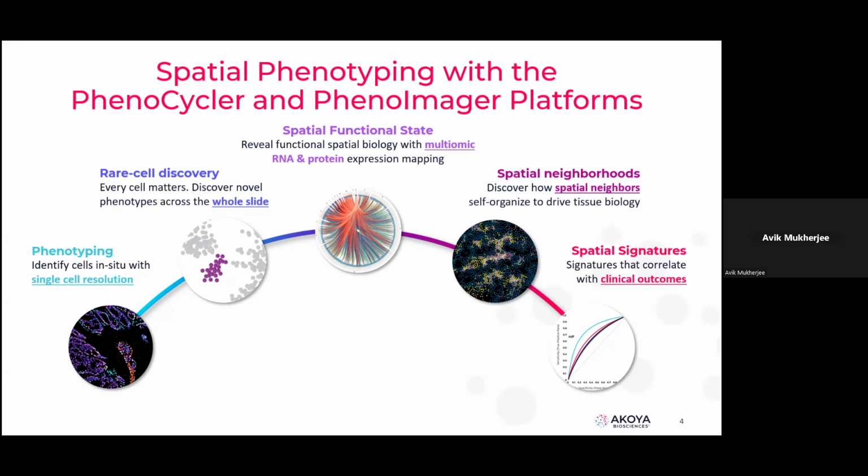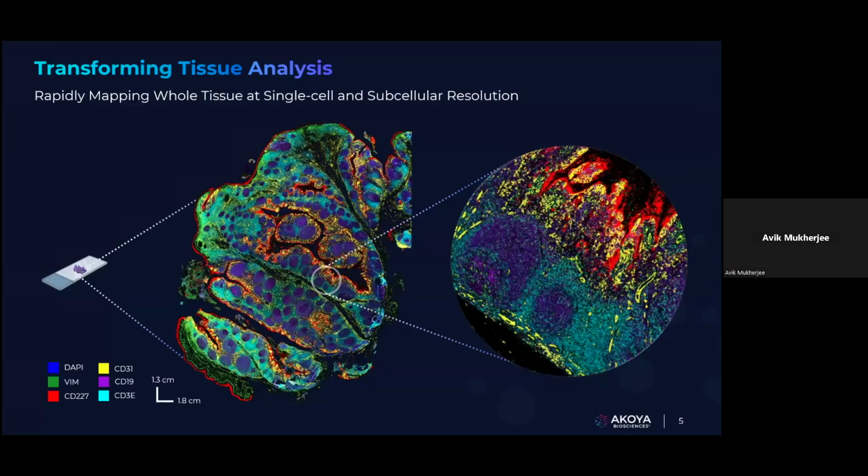You can do spatial neighborhoods. That means you look at a cell with different contexts and try to figure out how different niches are present in your tissue and how that can help you understand the disease. And once you find the spatial signatures, the clinical outcomes, then you can run maybe smaller panels and do high throughput study. And to do all of this, you need to do a whole slide imaging. Once you do the whole slide image, you don't have to leave out areas, and you can look into everything.